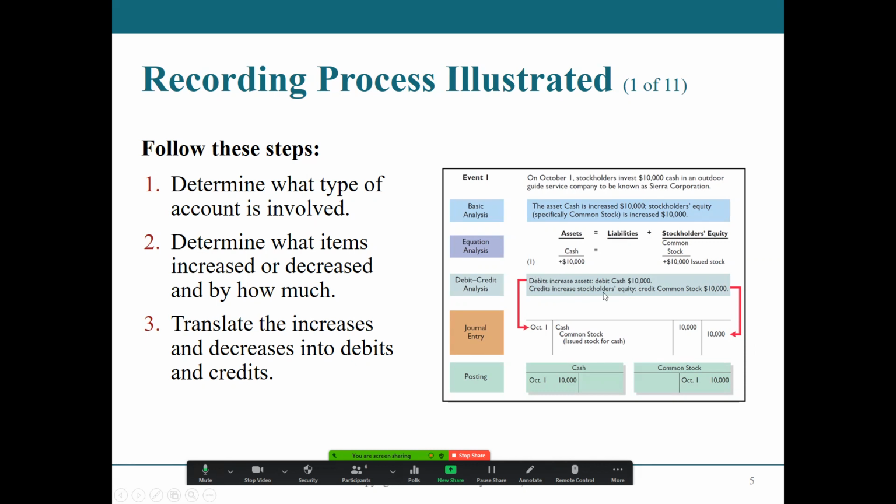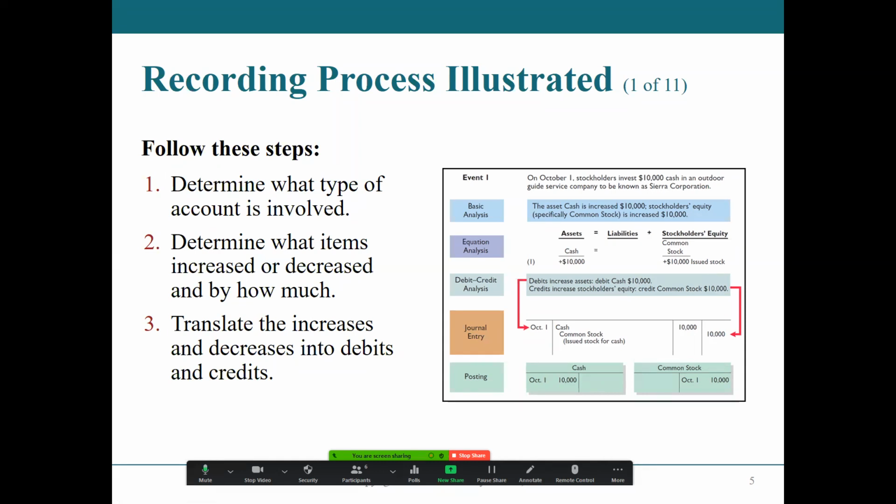So once I know that, I'm ready to create my journal entry, which will be a debit to cash. Remember I said debit means the entry's on the left, and I'll credit common stock. So that's the one on the right. You'll notice that on these journal entries, the debit entry always gets listed first, then the credit entry, and then typically there's some type of note. This one says issued stock for cash.